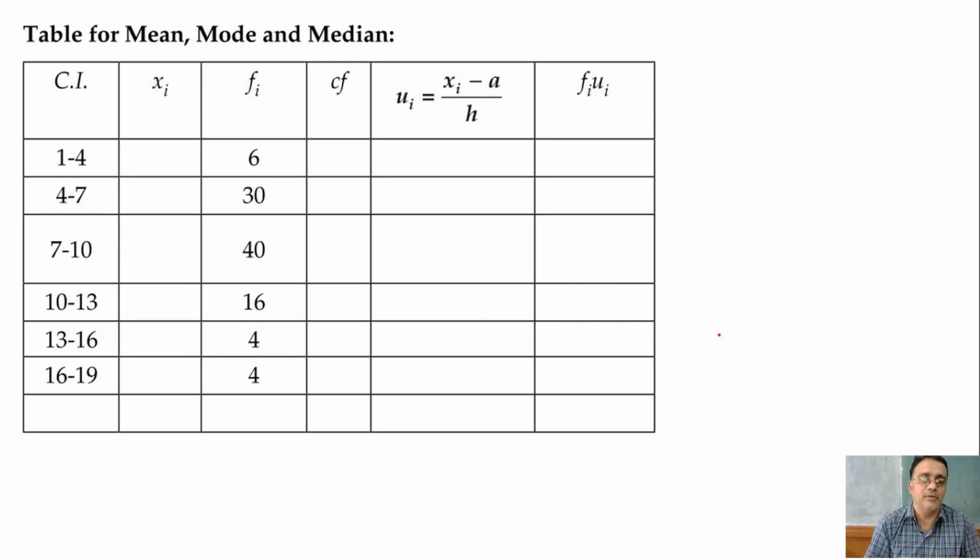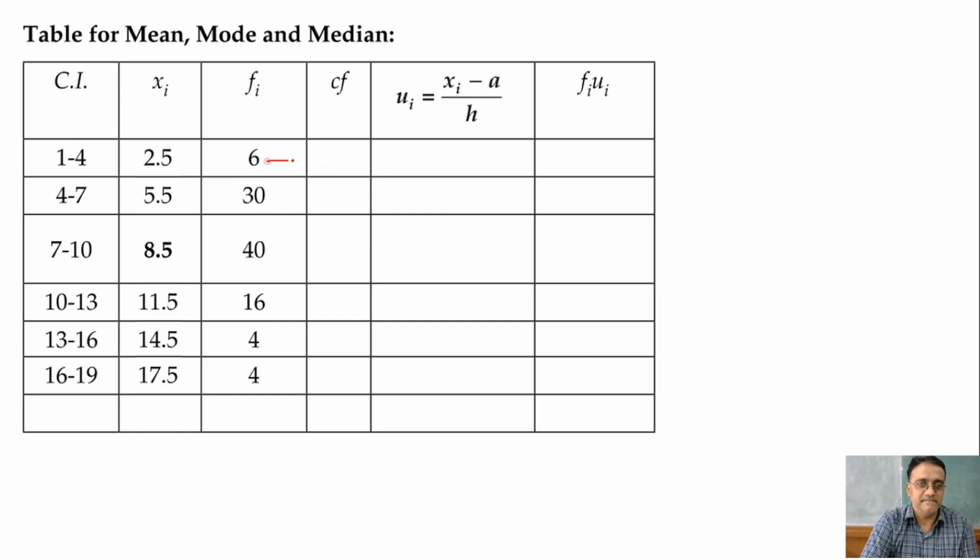Uske liye ek hi table hum log banayenge. Okay, kabhi bhi teeno aata hai to sabse best hai ki ek hi table banana. Pehle class mark, phir CF, phir u, phir fu. Okay, so what is the class mark of first class? 2.5. Okay, 2.5 aa gaya. Next, what is the class size of all the class intervals? 3. So 3 add karte jao. Okay, so we'll get 5.5, 8.5, 11.5, 14.5, 17.5.